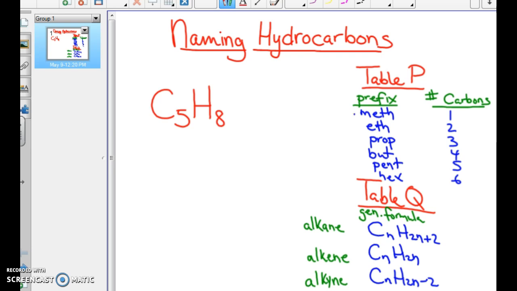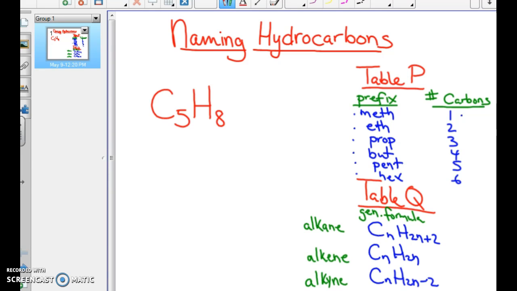If you see meth, that means that you have one carbon in the main chain. Eth has 2, prop has 3, but has 4, pent has 5, hex has 6. There's also hept, oct, non, and dec. But I'm just going to work with these.